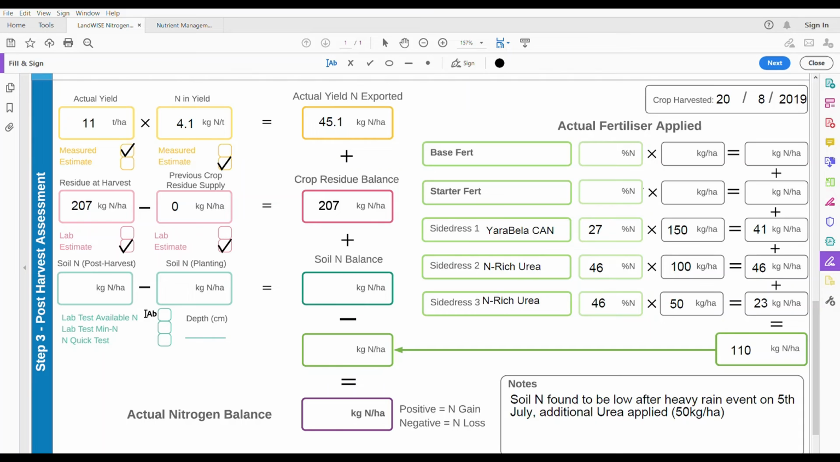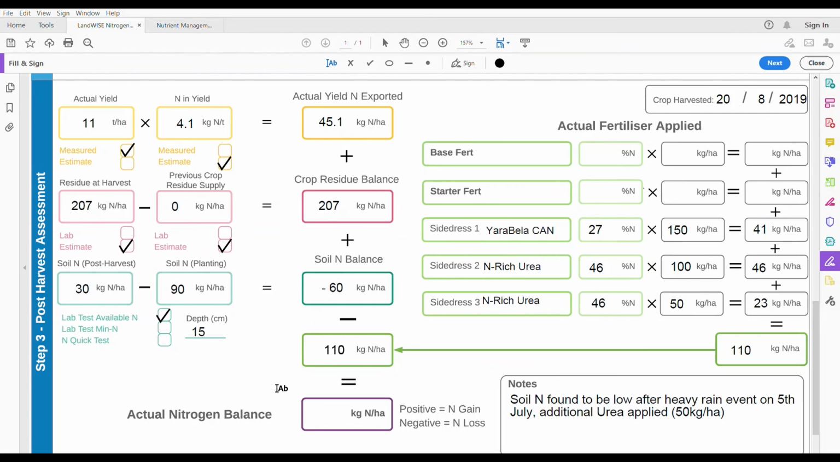Next, we calculate the soil nitrogen balance by entering the soil N at harvest minus the soil N at planting. Whichever test you used at the start of the nutrient budget, you will need to redo at harvest, as to be comparable, you need to use the same test type and sampling depth. As we used lab test available N, we'll use this again after harvest. The soil N at planting was 90 kilograms of N per hectare and was 30 kilograms of N per hectare after harvest. This gives us a balance of negative 60 kilograms of N per hectare.